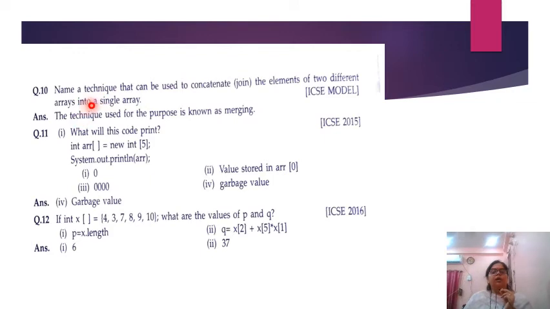Now, name the technique that can be used to join the elements of two different arrays into a single one. It is known as merging. When we join two arrays, then it is known as merging.